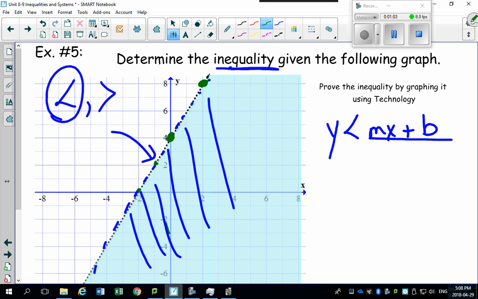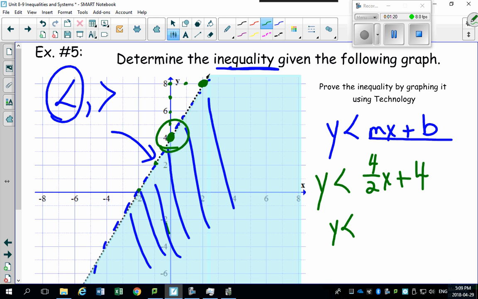Okay, so my slope, rise: 1, 2, 3, 4, run: 1, 2. So my slope is a rise of 4, run of 2. My y-intercept, of course, is going to be plus 4. And I think that's what my equation is supposed to look like. Let's clean it up. y is less than 4 divided by 2, that's 2x plus 4.